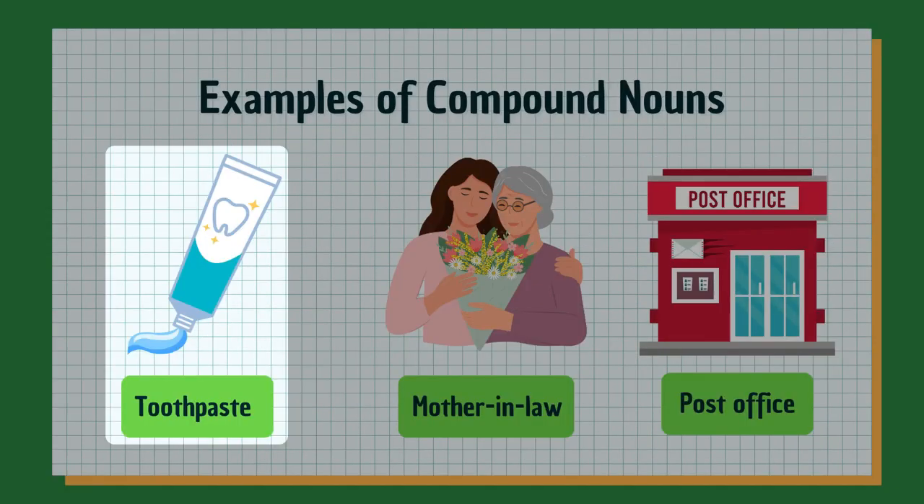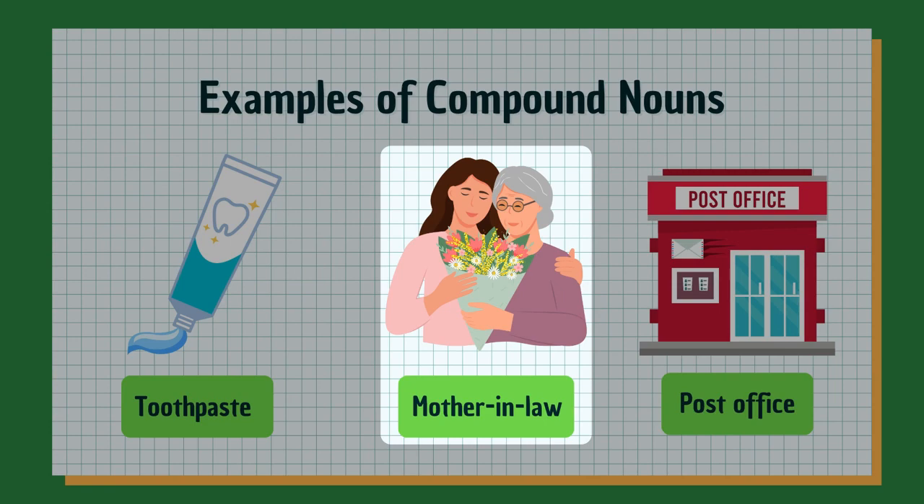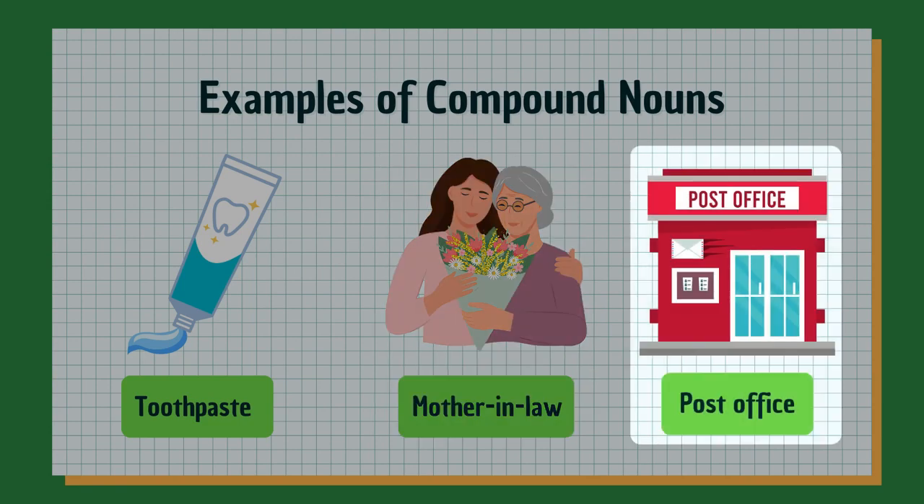For example, toothpaste, this is a compound noun that is formed by combining the noun tooth and the noun paste. It is written as one word and it names a substance that is used for cleaning teeth. Mother-in-law is a compound noun that is formed by combining the noun mother and the preposition in and the noun law. It is hyphenated and it names a person who is the mother of one spouse. Post office, this is a compound noun that is formed by combining the noun post and the noun office. It is separated by a space and it names a place where mail is sent and received.